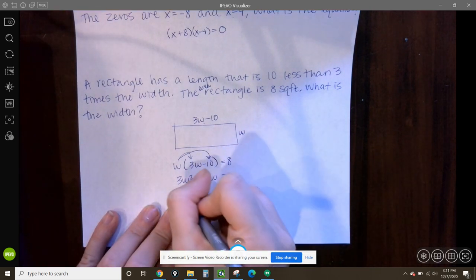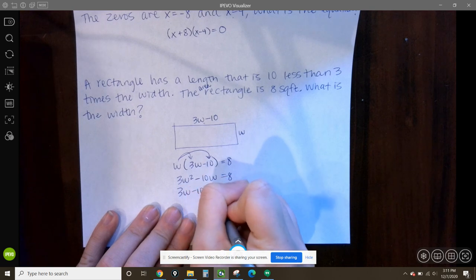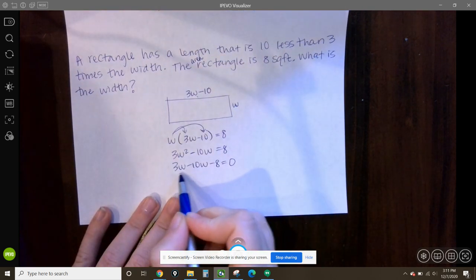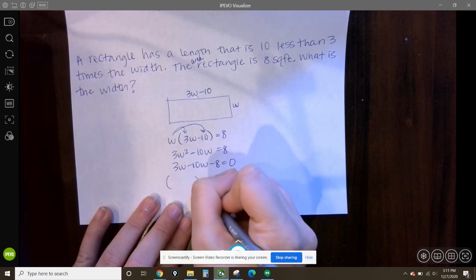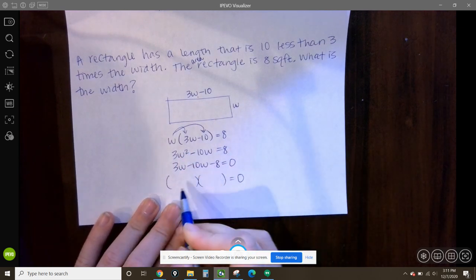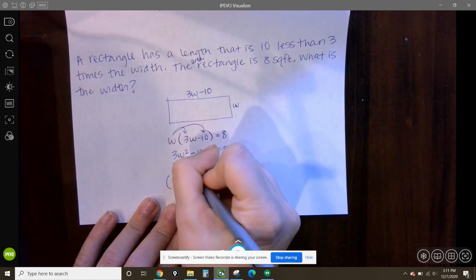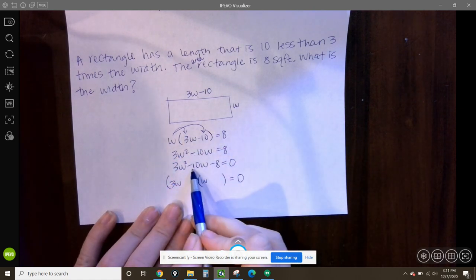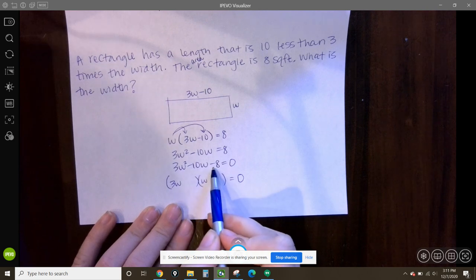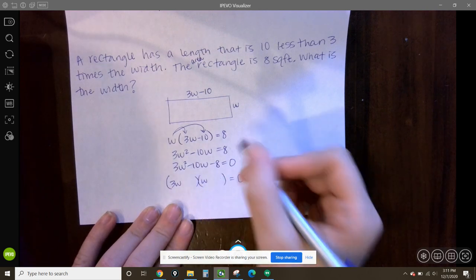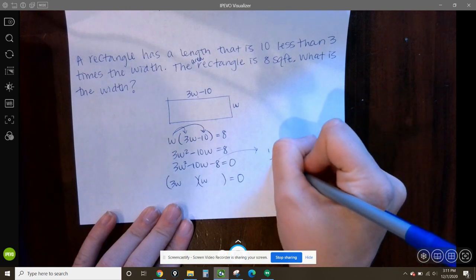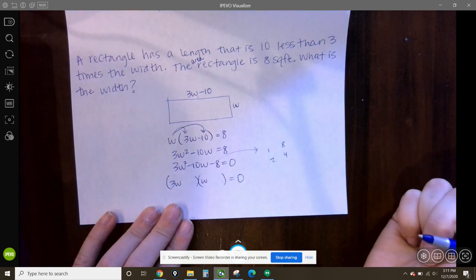I need all of this stuff on the same side. So I'm going to have to subtract 8 from both sides. And now I can factor this right here. So to get 3W squared, I know I need a 3W and a W. So now I have to play around with numbers to get something that multiplies to be -8. So to multiply to be -8, it could be some version of 1 and 8 or some version of 2 and 4. Those are my only choices, really.